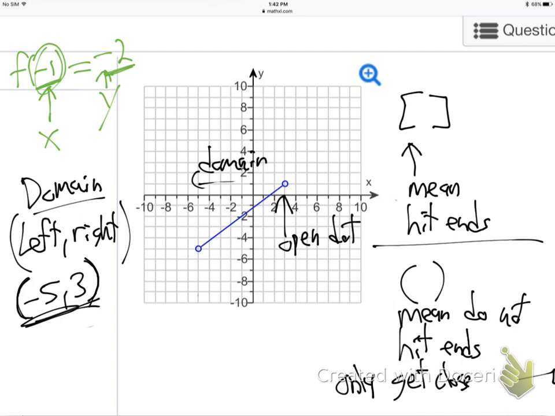Open dot does not hit the end. It gets close, but it doesn't quite hit 3. And this one doesn't quite hit -5. Open dots. Open dots mean it doesn't quite hit those ends. It just gets close. So that's why we use parentheses.